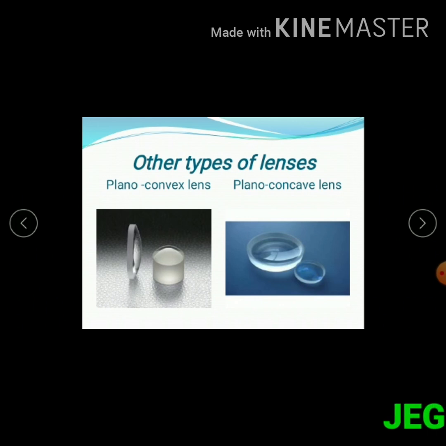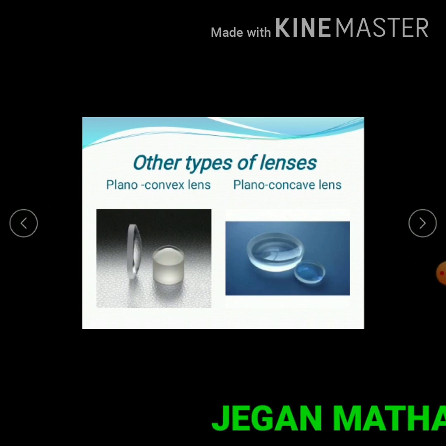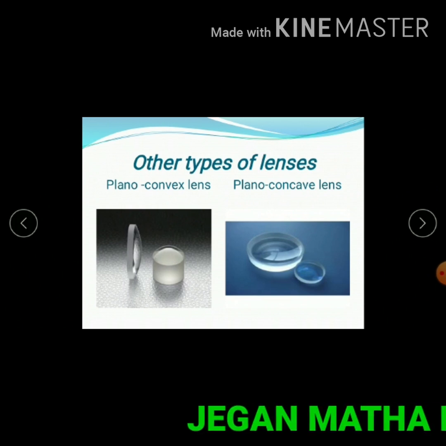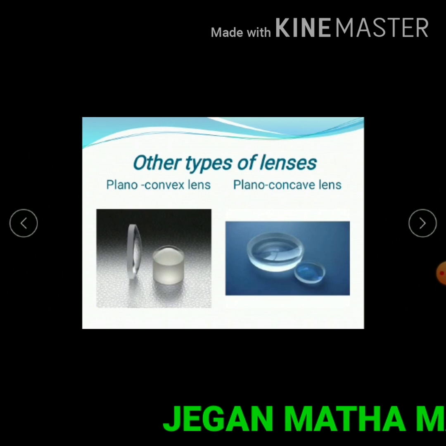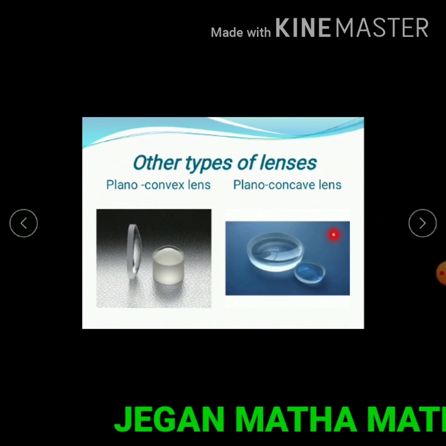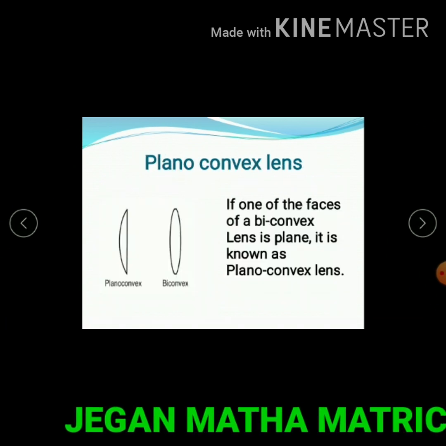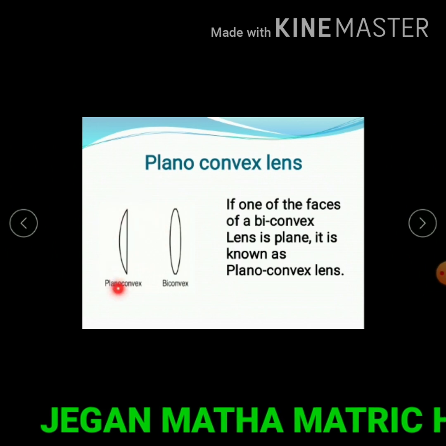So next we are going to learn about the other types of lenses. Other types of lenses are plano-convex lens and plano-concave lens. We have already learnt a lens is bounded by two spherical surfaces, or one spherical surface and one plane surface. So here, plano-convex lens and plano-concave lens are bounded by one plane surface and one spherical surface. See, this is plano-convex.